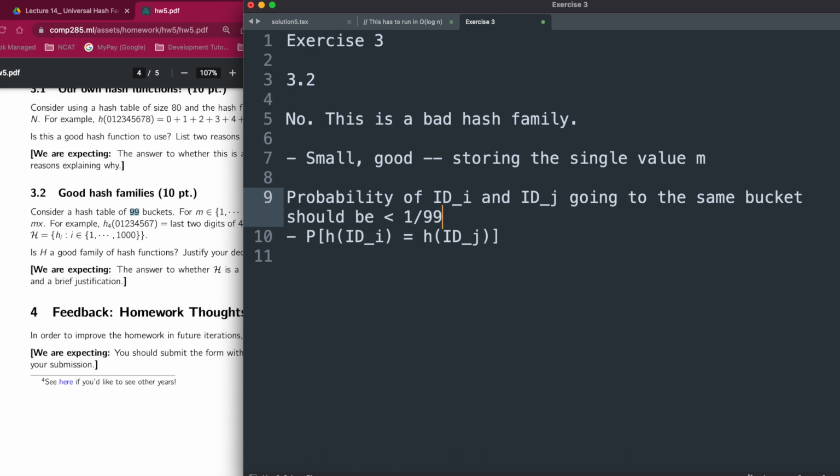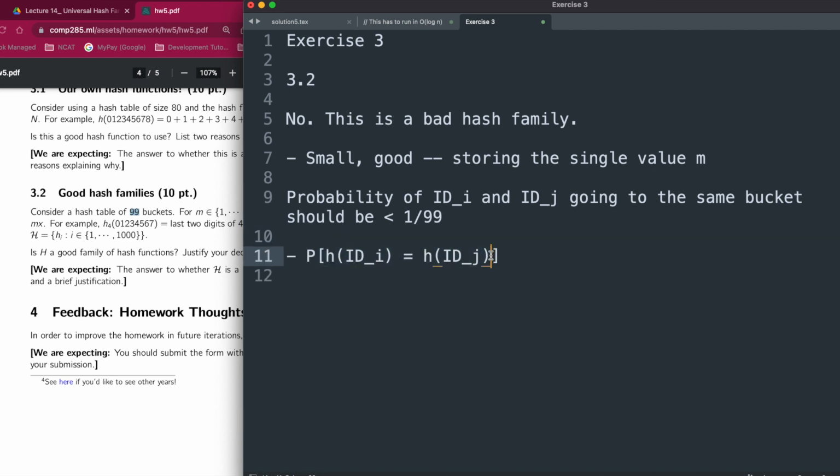Basically, what this tells us is that the probability of any two IDs colliding with each other is uniform across all of our possible buckets. This is the best you could hope for. If it's less than 1 over 99, then our hash family is very, very good.